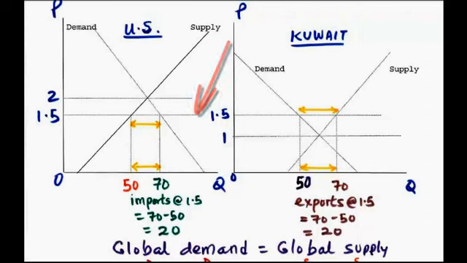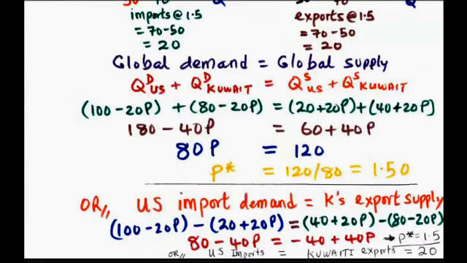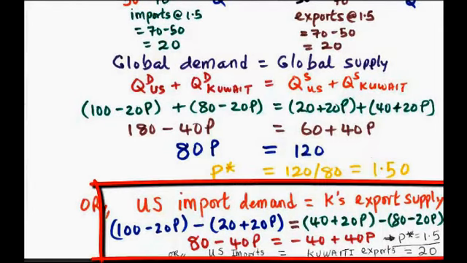And on the Kuwaiti side, you would see that the supply exceeds the demand at a price of 1.50. So this is Kuwaiti exports here. And on the US side, we see the quantity demanded being greater than the quantity supplied. So this horizontal wedge between demand and supply is our imports, which we can also measure right here. In order to calculate the imports, which should be equal to the exports, we can set up the system as US imports equal Kuwaiti exports.